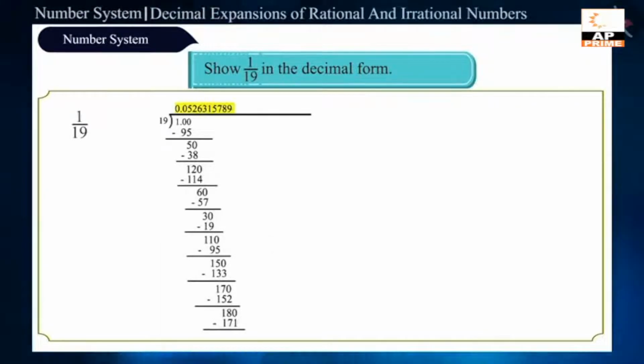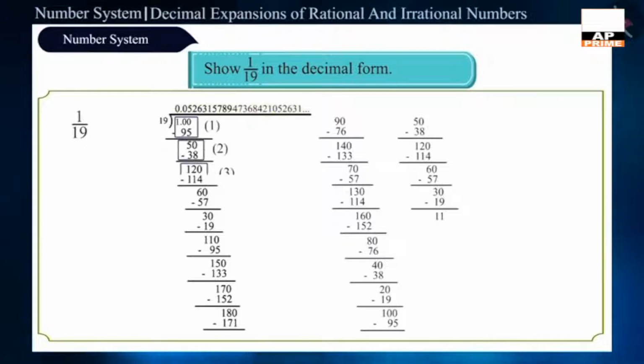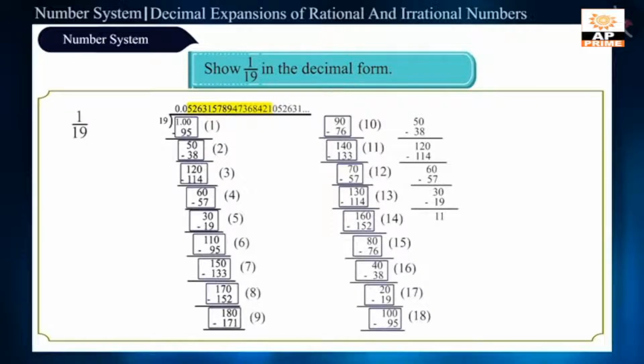Friends, look at the quotient. We have not yet got any repeated number or group of numbers. So, is this an irrational number? Let us solve it further. Now look at the quotient carefully. It is getting repetitions of numbers after 18 digits.